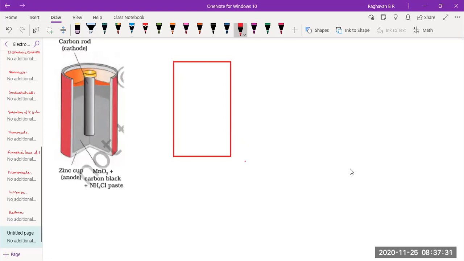Okay, so see the battery has anode and cathode. Which is anode? Which is cathode? Let's see. Anode is zinc here. The container itself is anode. Zinc is anode, and the entire battery is made up of zinc container. Cathode is the carbon rod here.